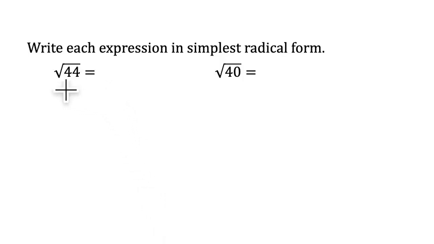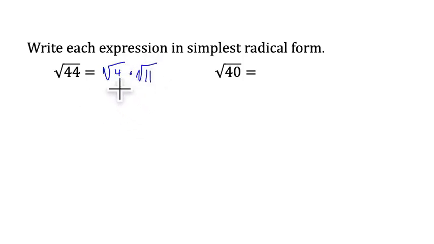Okay, when we put square roots in simple radical form, we are factoring out all the perfect square roots. So for the square root of 44, I want to think of two numbers that multiply to make 44, and I want one of those numbers to be a perfect square root. Well, the square root of 44 equals the square root of 4 times the square root of 11.